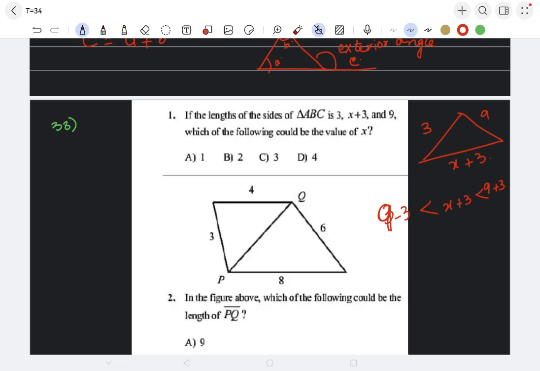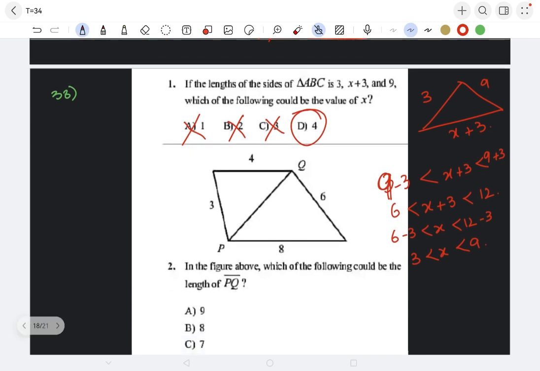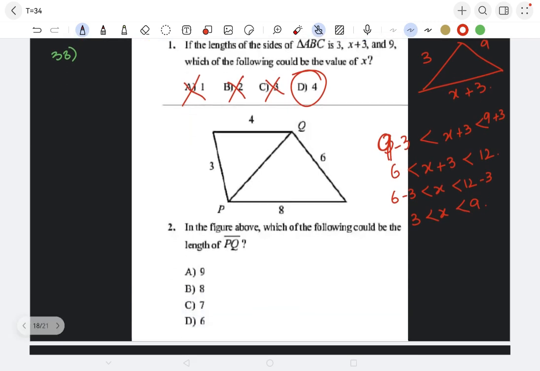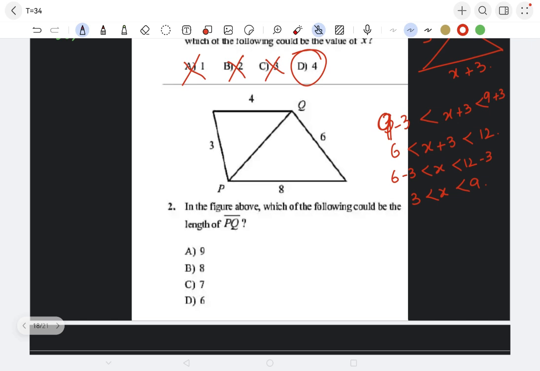Okay, now 9 minus 3 is 6. This is x plus 3 and this is 12. Now you can shift 3 to the other side. It will be x is between 3 and 9. So which option do you think comes in the middle? Is 1 between 3 and 9? No. Is 2 between 3 and 9? For sure no. Is 3 between 3 and 9? No. So which number comes in the middle? That's 4. So our right option is 4. So hopefully you are clear up till here.